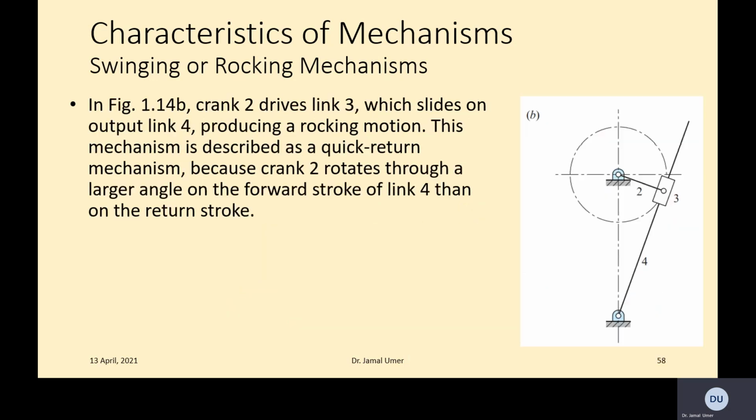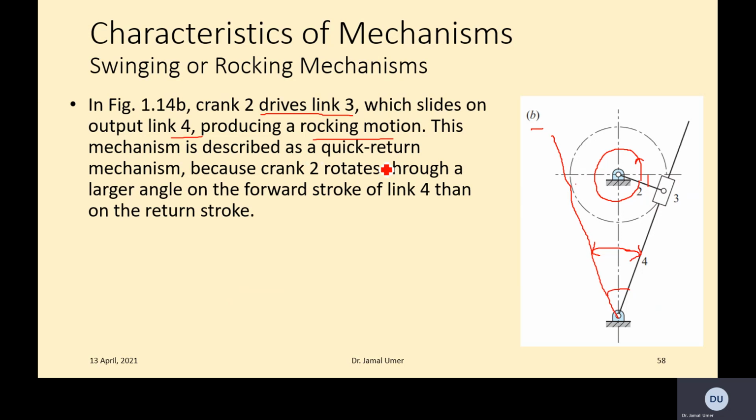All right. So in figure 1.14b, crank 2 drives link 3. Just imagine this crank is doing 360 degree rotation. If it's rotating, this will oscillate. When it's going upwards, this will go up as well. Now this link on the other end will be like this side, right? So link 4 can oscillate between these angles. This is the angle link 4 can cover. Link 3 is oscillating up and down, which slides on output link 4, producing a rocking motion.